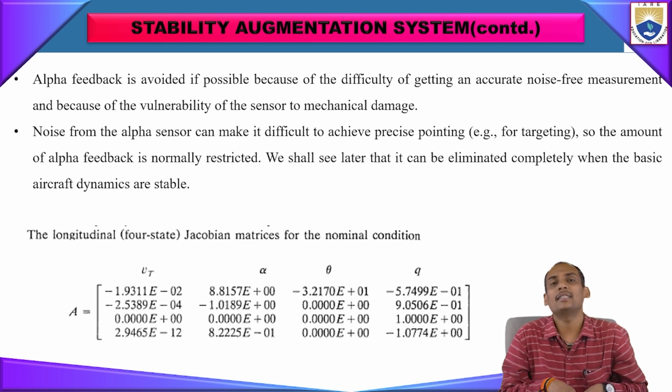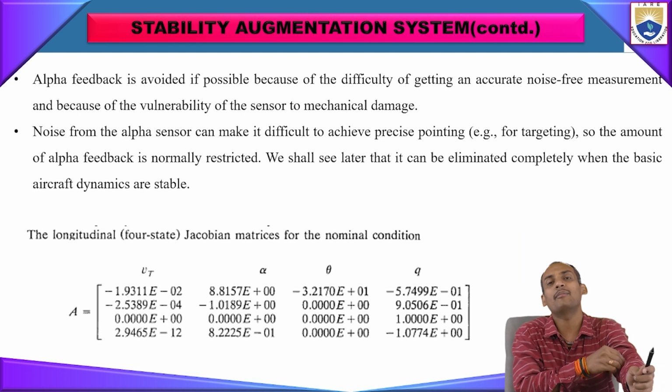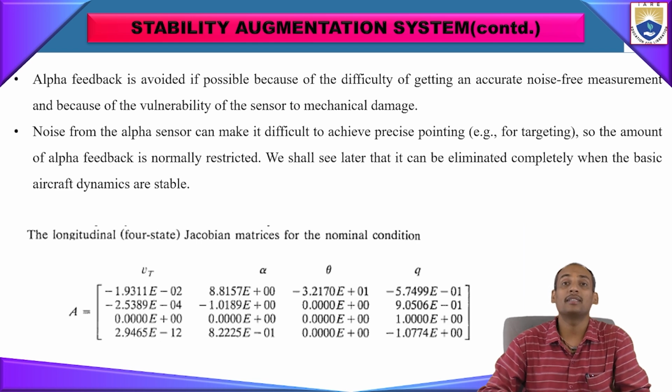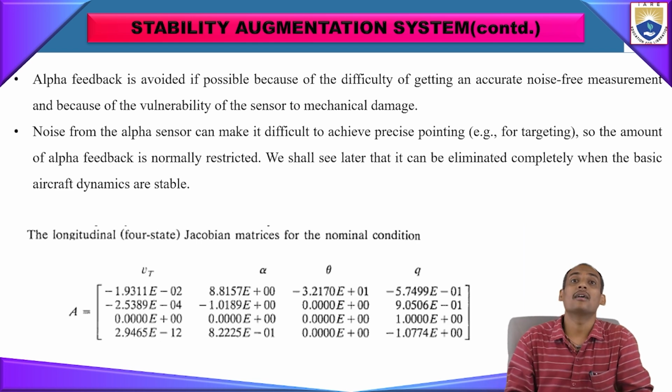Like we said, the pitch rate system and the alpha system. The alpha sensor system we need to avoid so that the noise can be filtered. If you want to avoid that, we need to make the system stable. Then only can we totally eliminate the alpha sensor feedback.